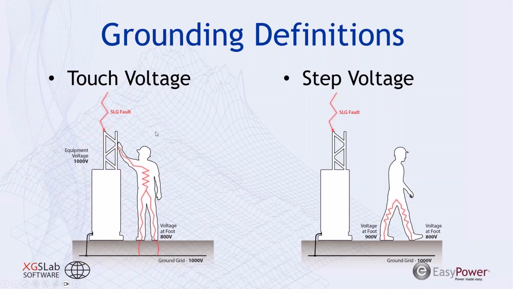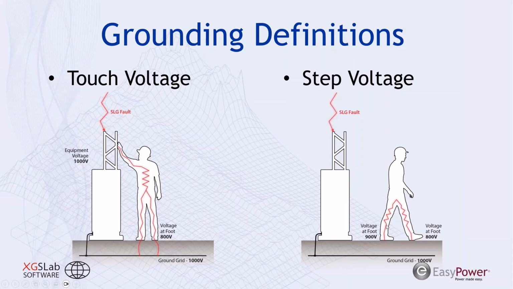And for those of you that are not familiar, a touch voltage is essentially when you have your hand in contact with a piece of equipment, and during that fault, that equipment experiences the GPR, the ground potential rise, of 1,000 volts. The soil may be at a different potential of 800 volts, and so the difference between those is 200 volts, so that would be a 200 volt touch voltage.